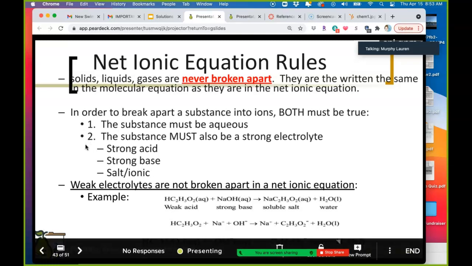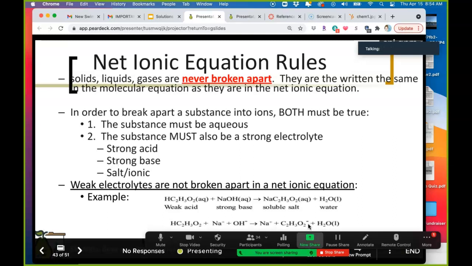So again, the only things that we're going to rip apart, so we're going to take compounds that we put together and rip them back apart, have to be aqueous. What will you do with solids, liquids, and gases? Nothing. You will rewrite them as they are, completely unchanged. Okay, so we're going to do some practice. All right, here we go.